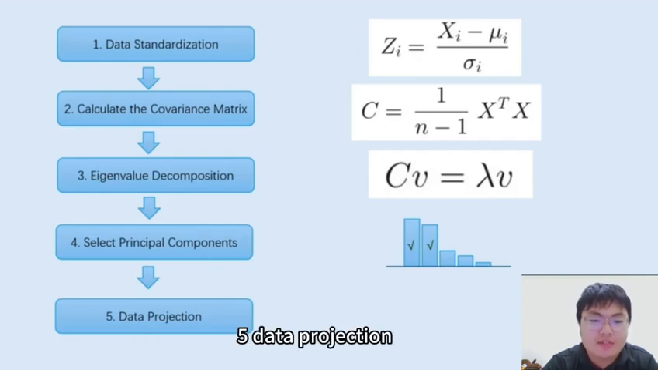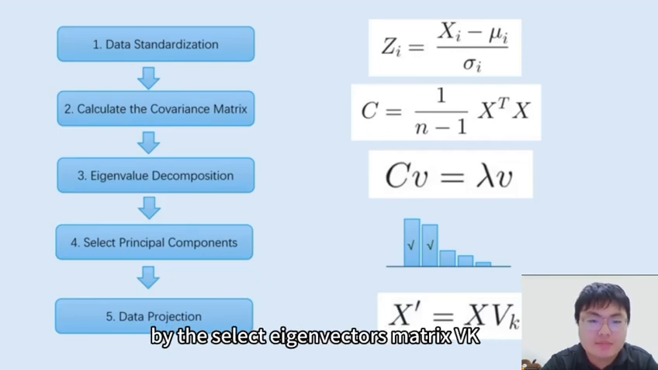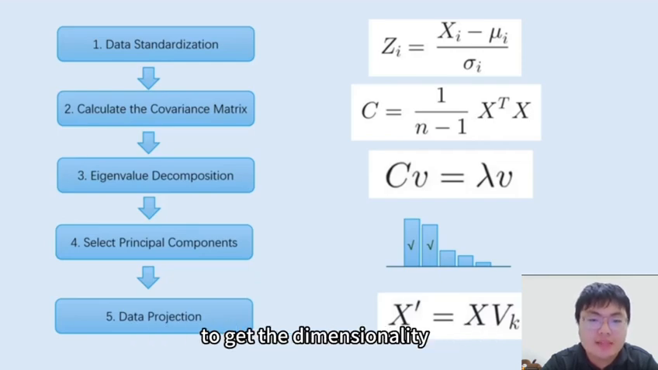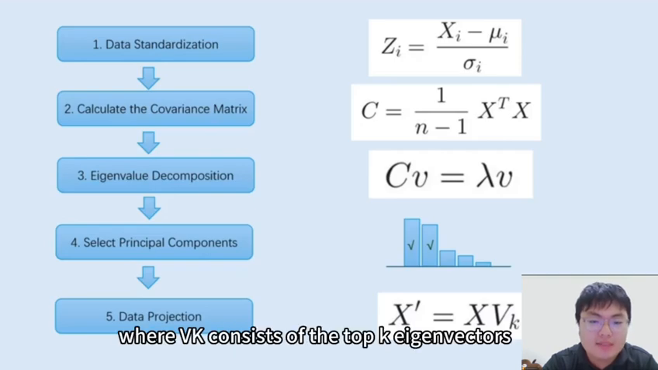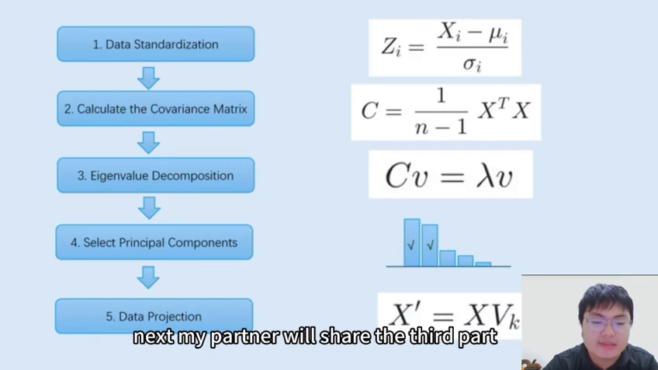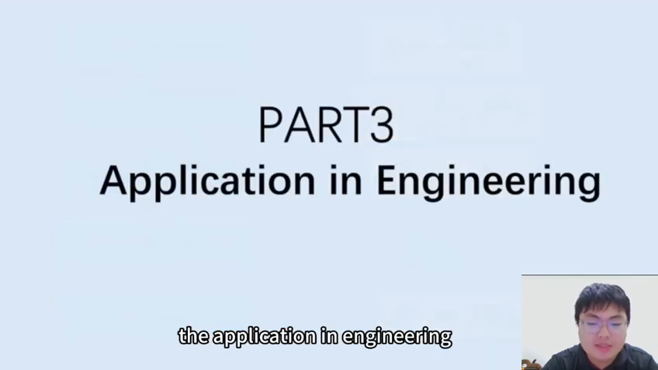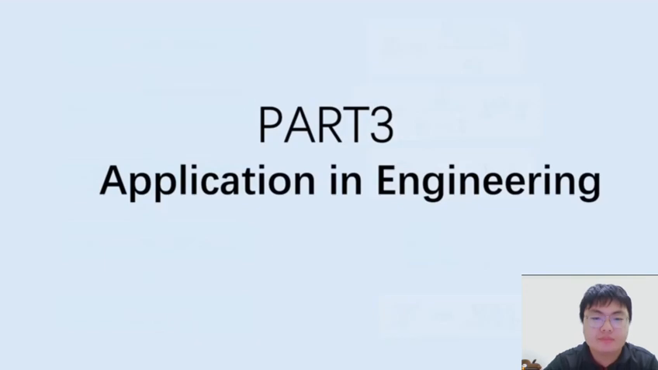5. Data projection. Multiply the standardized data matrix X by the selected eigenvectors matrix V_k to get the dimensionality-reduced data matrix, where V_k consists of the top k eigenvectors. Next, my partner will share the third part, the application in engineering.